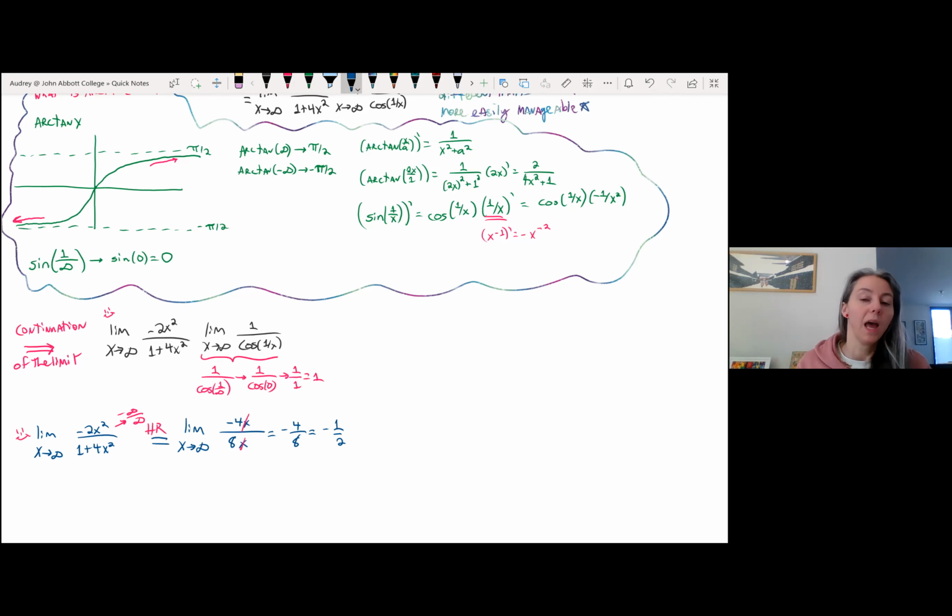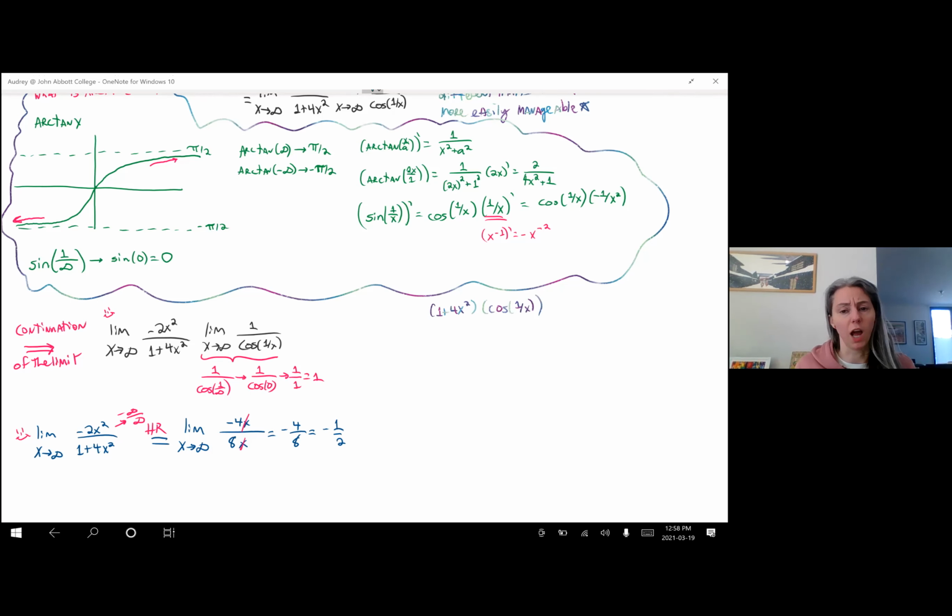I want to point out that had I not separated those limits, in the denominator, I would have had a product rule because I would have had 1 plus 4x squared times cosine of 1 over x. And that product rule would have gotten gross, and it would have been a much more challenging problem. By separating these, I turned it into two really manageable things.